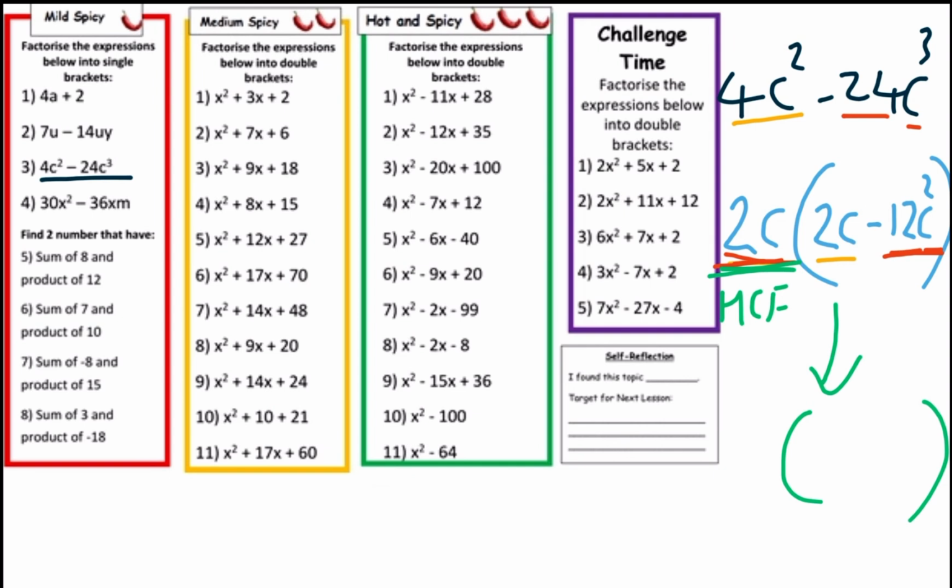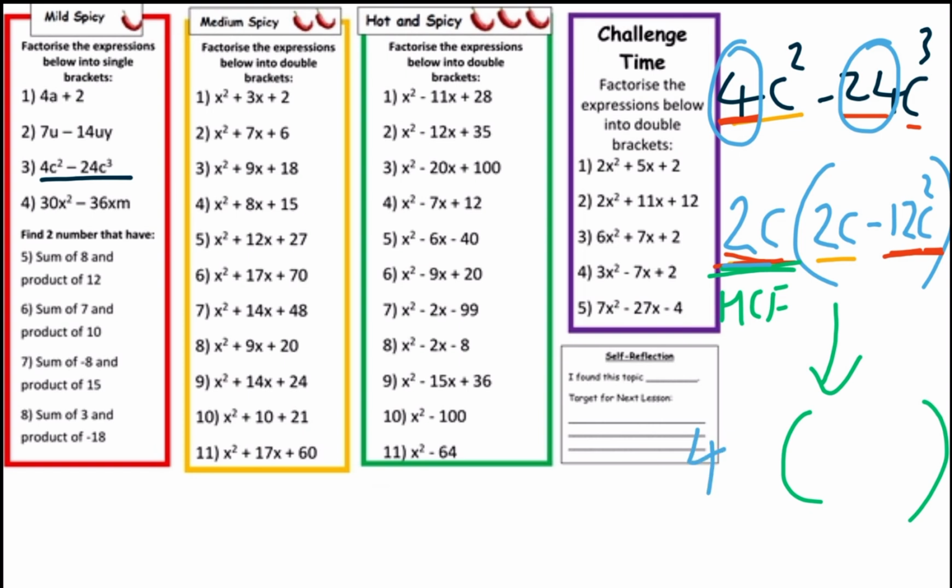Okay, so we've got a 4 here, and let me use a different color on this one. Let's use a blue on the top here. We've got a 4 here, and we've got a 24. Now I know 2 goes into both 4 and 24, but it's not the highest. The highest that goes into 4 and 24 has to be 4. So you have to pick the highest common factor.